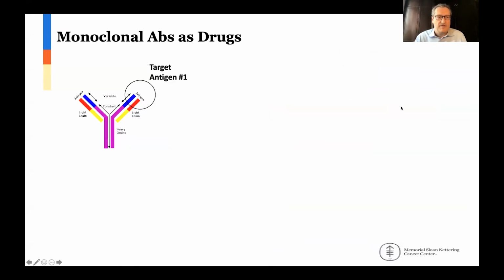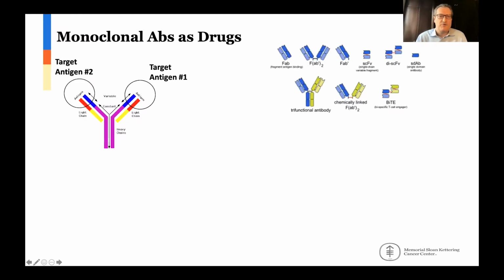Now, as I mentioned, there are multiple specificities that can be delivered by one antibody. And so you can have target antigen 1, you can have target antigen 2. And of course, you can engineer this in many different ways, making it look like an antibody molecule, or like these other funky looking things here. These are called bispecific engagers.